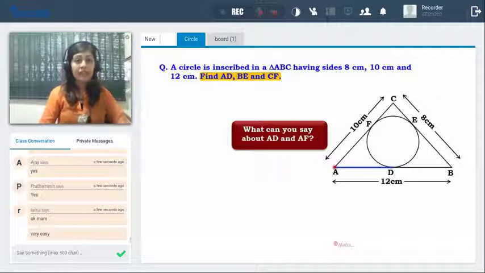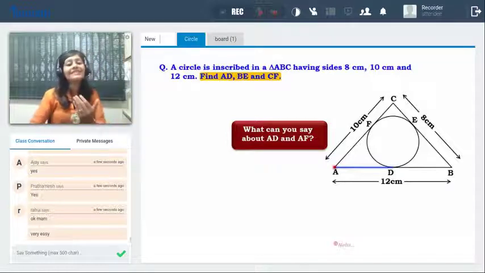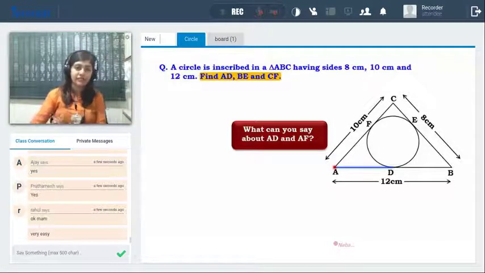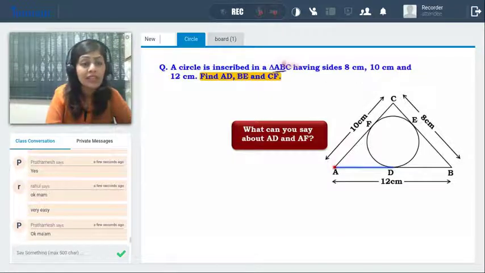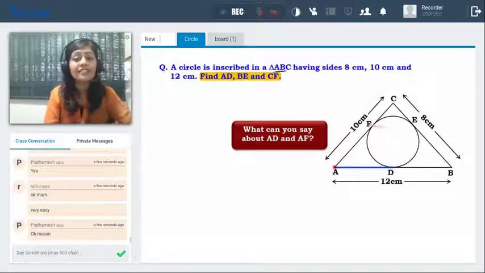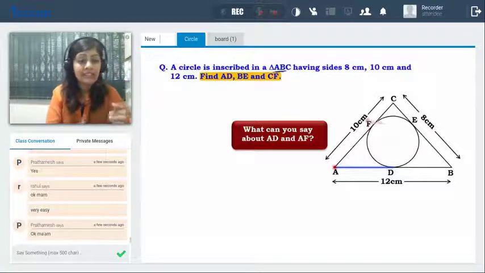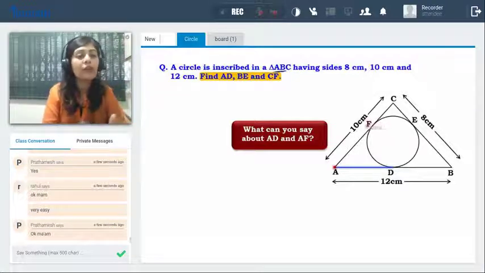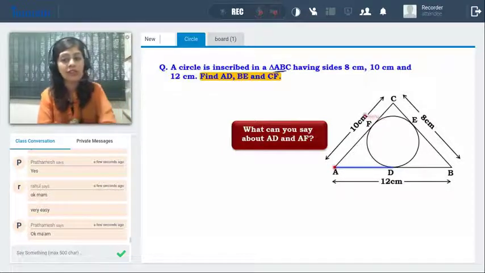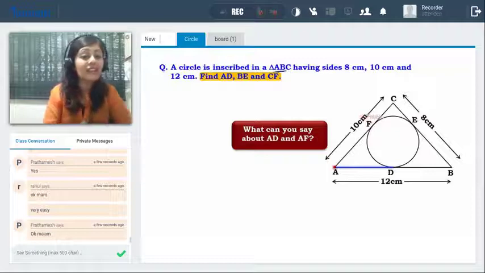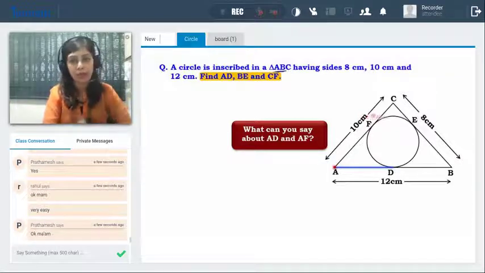We move ahead. Now let's move to a slightly different pattern of sums. A circle is inscribed in a triangle ABC. Students, again pay attention. Circle inside a polygon. A polygon is any figure having more than two sides, so three or more sides. A triangle is a polygon, a quadrilateral is a polygon. Any figure having more than two sides is a polygon.